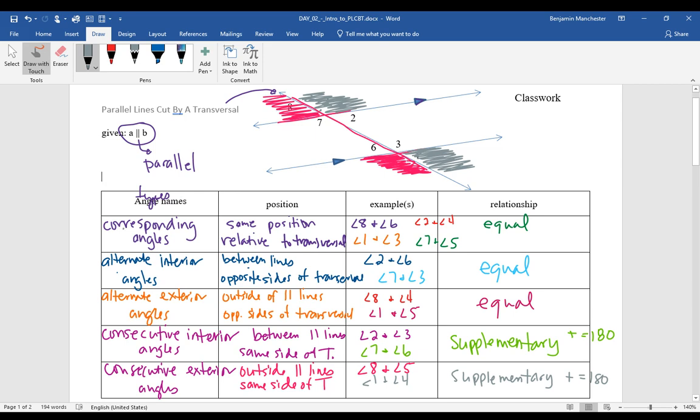Okay, so these are the 5 angles that you need to know: corresponding angles, alternate interior angles, alternate exterior angles, consecutive interior angles, and consecutive exterior angles. Where you find them and how they relate when parallel lines are cut by a transversal.